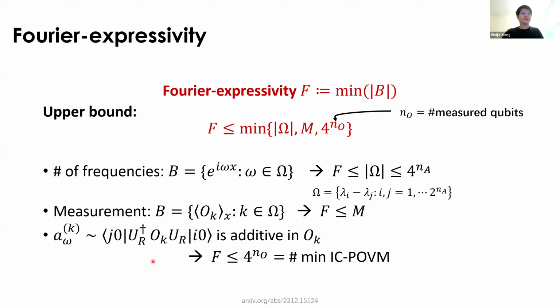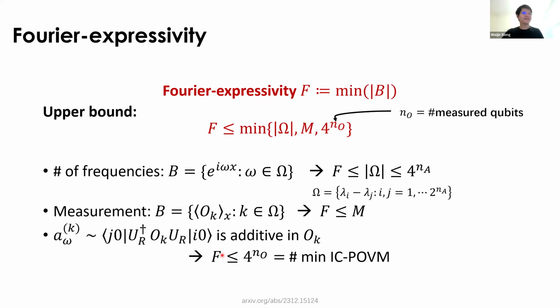The third upper bound is induced by the locality of measurement. Intuitively, if you measure, let's say 100 observables on only one qubit, you cannot obtain more information than just performing a minimal informationally complete QELM with the size 4 to the NO. NO is the number of qubits we measured.